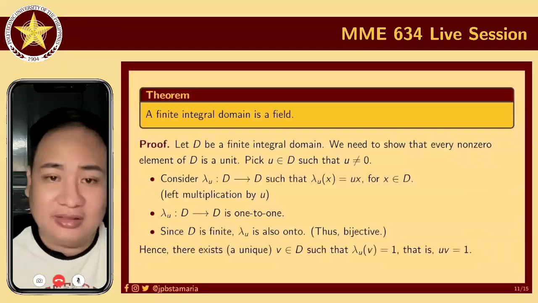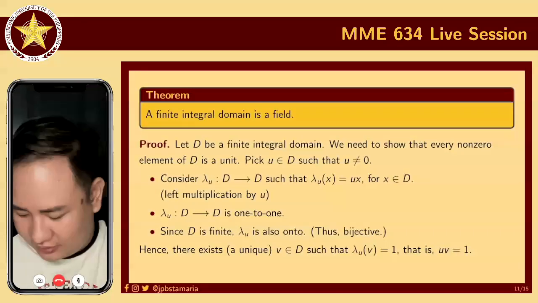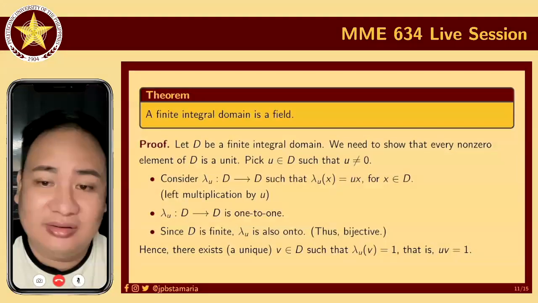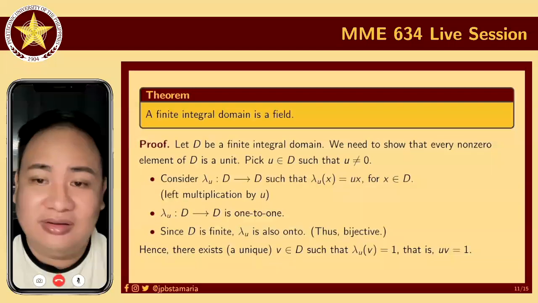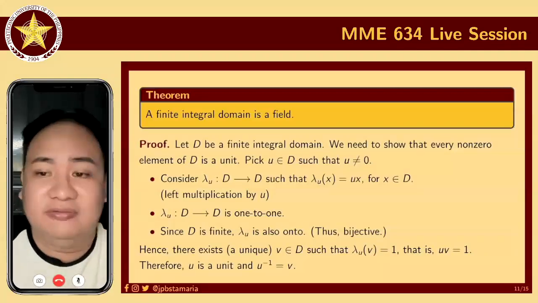Ibig sabihin, there will exist some v in D where lambda u of v is exactly 1. Ibig sabihin sa kanan, mag-a-appear si 1. And with this definition, uv is equal to 1. That proves that u is a unit and its inverse is v.